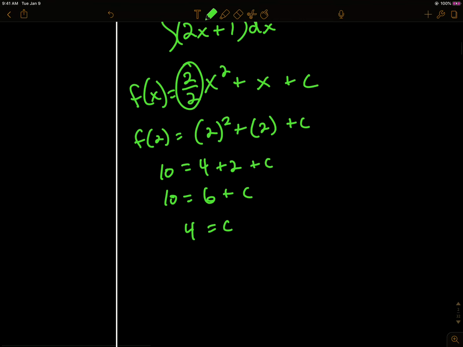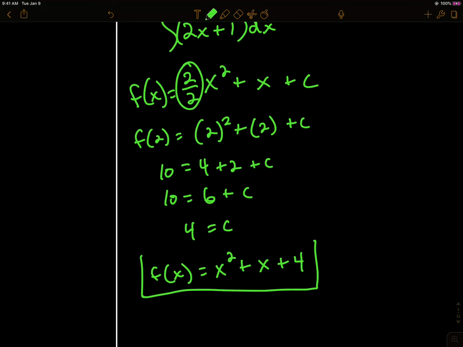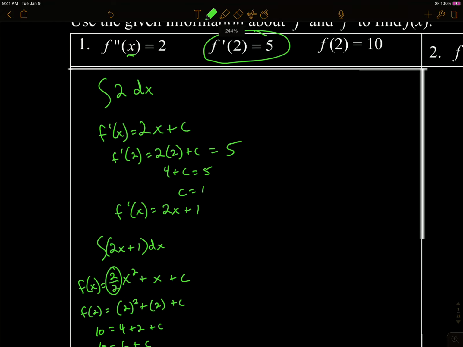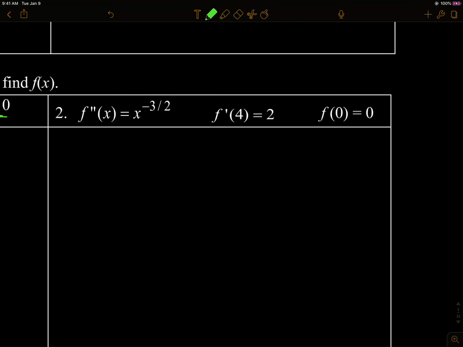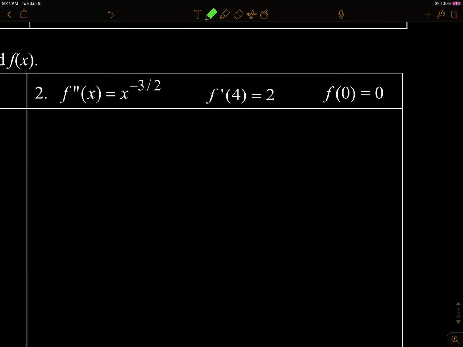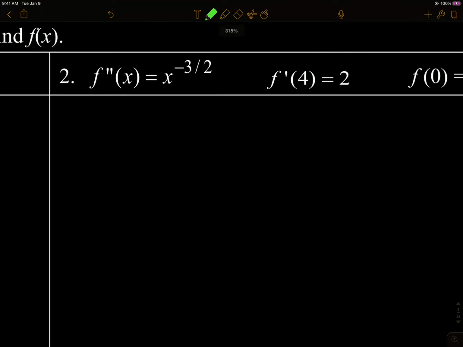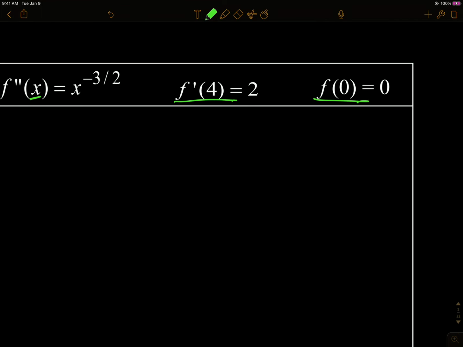So we now know that f of x is x squared plus x plus 4. Because they give us these conditions along the way, what f prime of 2 is equal to and what f of 2 is equal to, we can find out what the function f is. So again, they start us off with the second derivative here as a function. Notice it's a function of x. Then they give us some conditions along the way that we can use to calculate our c's.